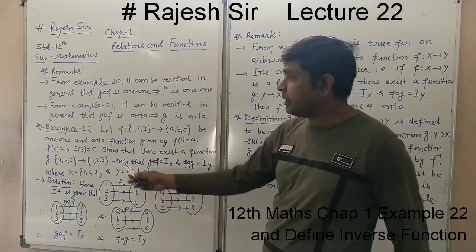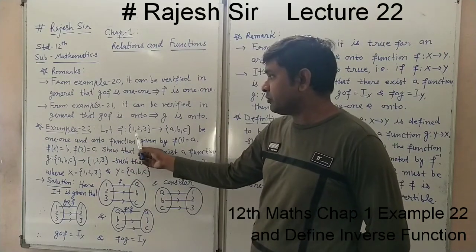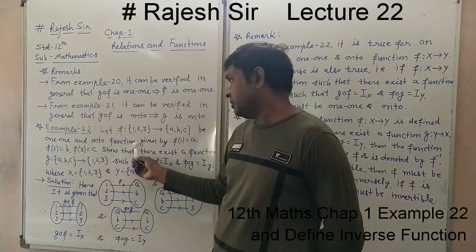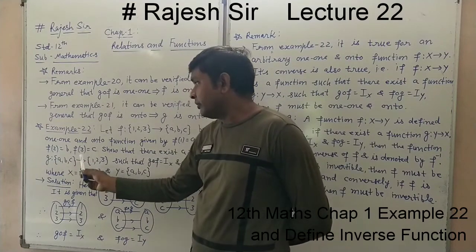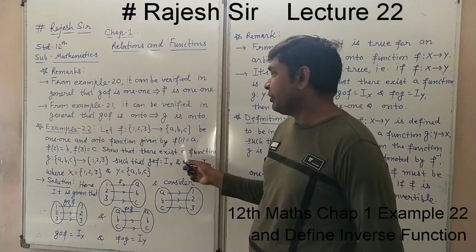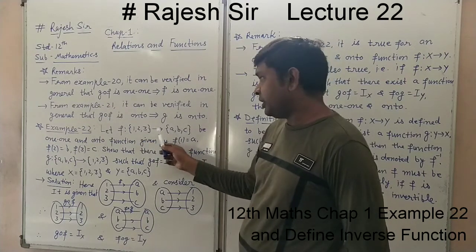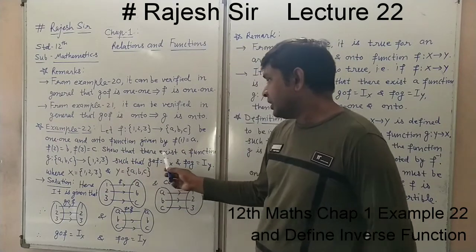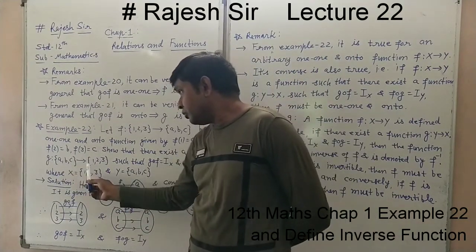Now after that, we have example 22. In that, let a function f from {1, 2, 3} to {a, b, c} be a 1-1 and onto function given by f(1) = a, f(2) = b, f(3) = c. This way the function f is given from domain to codomain. And we have to show that there exists a function g, the next function, which is from {a, b, c} to {1, 2, 3}.